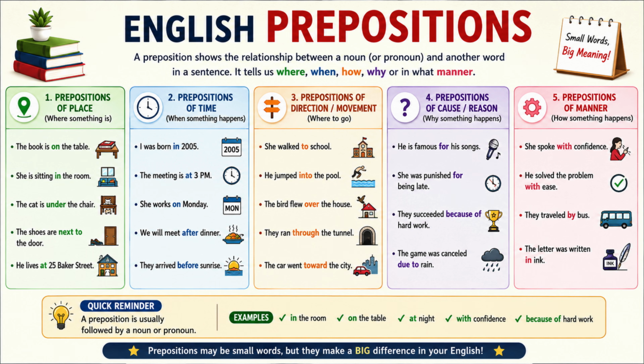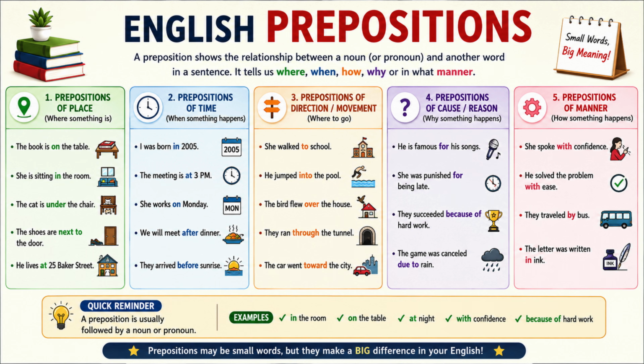Prepositions of direction or movement. These show movement from one place to another. She walked to school. He jumped into the pool. The bird flew over the house. They ran through the tunnel. The car went toward the city. These words help us understand direction clearly.